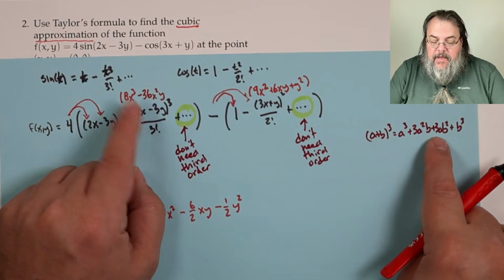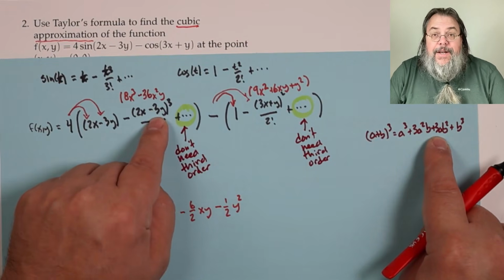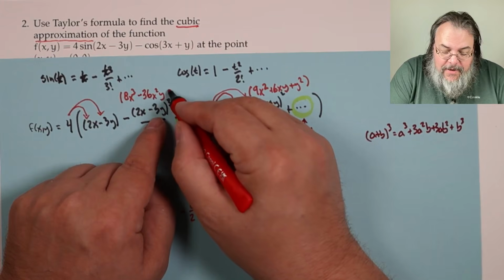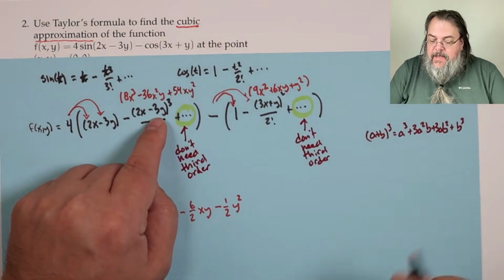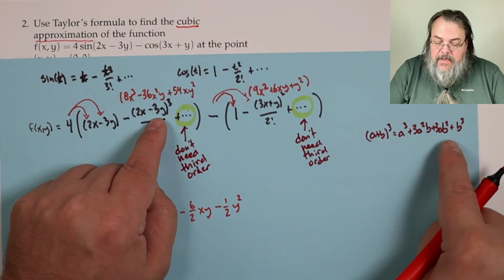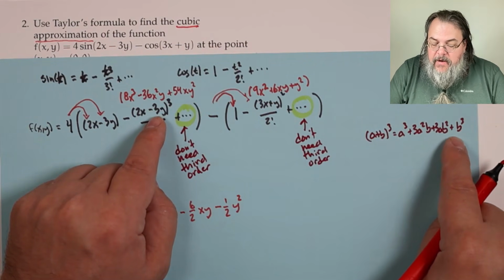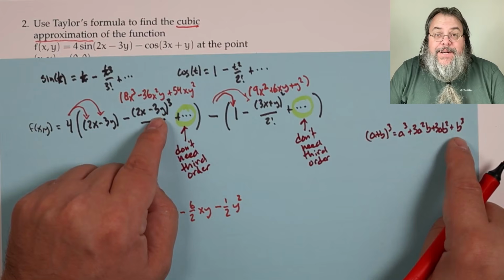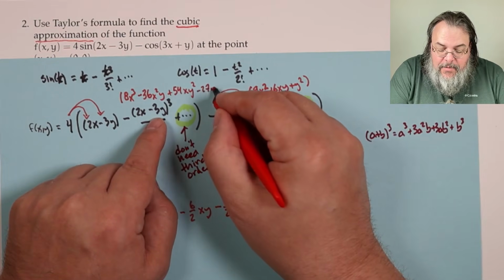Now we get 3 times a times b squared. So that's 3 times 2 times 9. 6 times 9, that's 54. So 54 xy squared. And then we're going to get this b cubed. Sorry, just double checking. Yep. B cubed, minus 27. So minus 27y cubed.